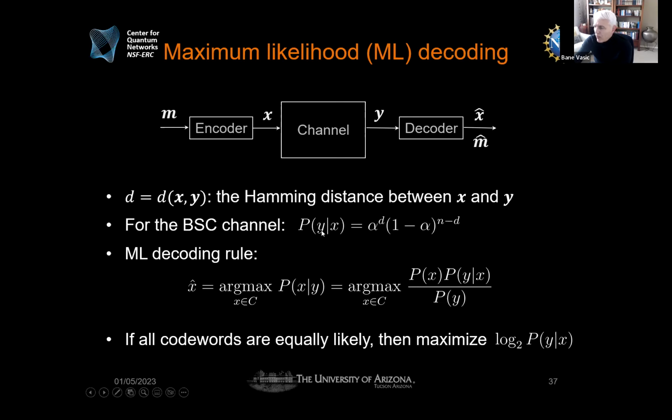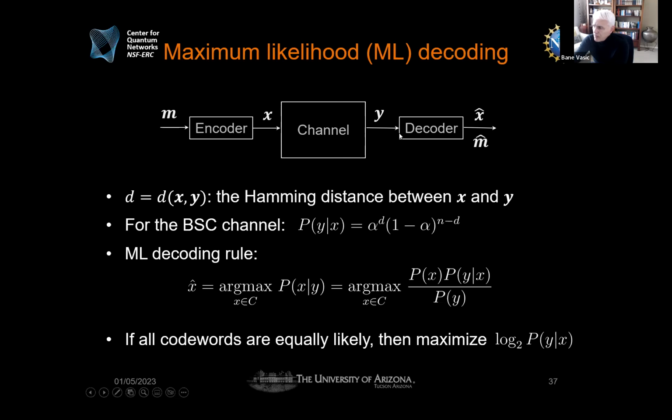So in order to describe this, let's write the conditional probability of received vector Y given transmitted vector X. Remember, in a binary symmetric channel, flips happen independently with probability alpha. And let's suppose that the distance between X and Y is D. So this means that there are D flips that happen during transmission. So with probability alpha to the D, we have these flips, and the rest of the bits are not flipped. Since they're independent, I can multiply this probability.